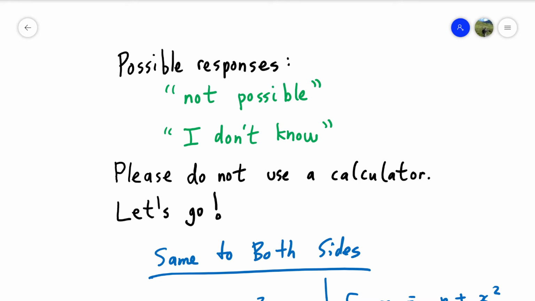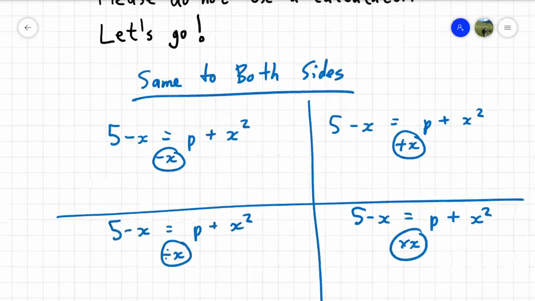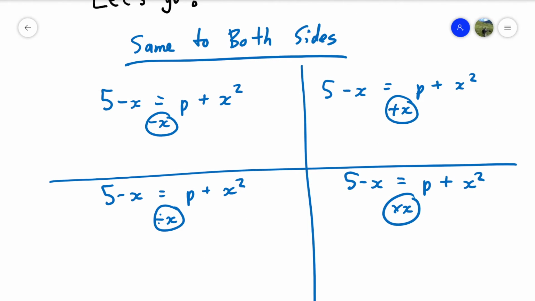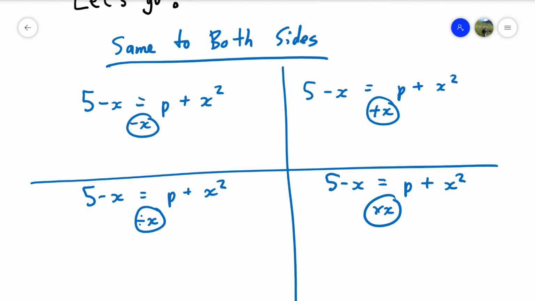Bonus lesson time. Here we go. This is the same to both sides question. Take your time, pause the video, come back when you're ready. I've kind of made this a little bit tricky in places. Let's look at the minus first.